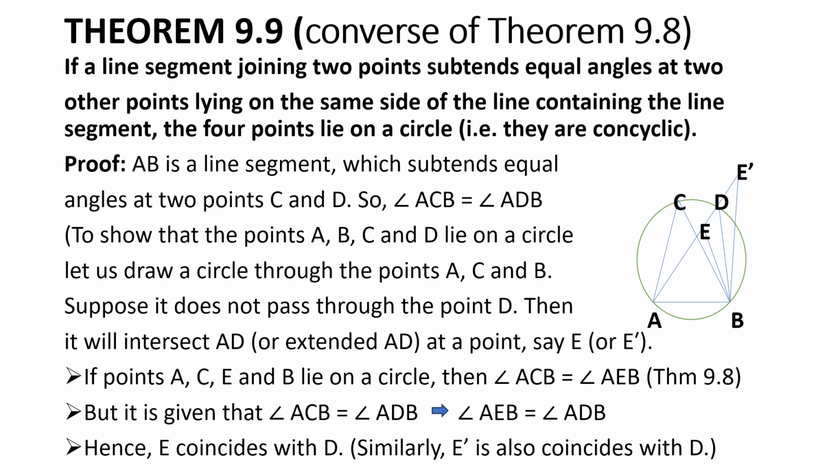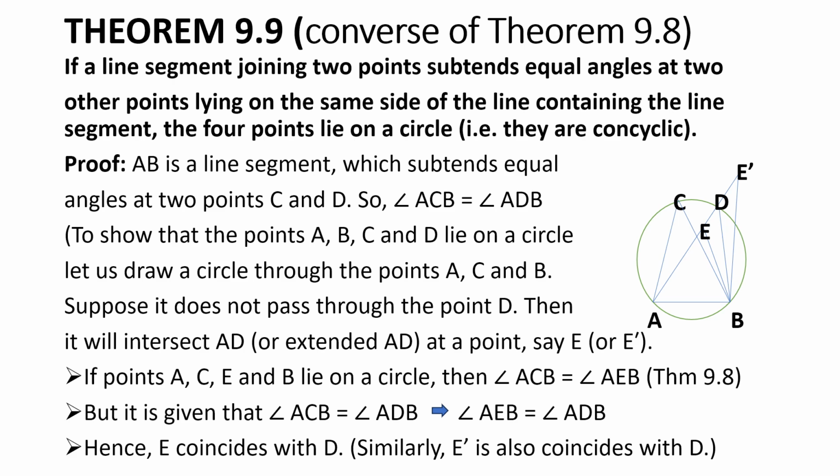Again, this result is used in examples. Now, we consider theorem 9.9. It is the converse of theorem 9.8. If a line segment joining two points subtends equal angles at two other points lying on the same side of the line containing the line segment, the 4 points lie on a circle. That means they are concyclic. The statement says that if a line segment joining 2 points subtends equal angles at two other points, that means suppose you have a line segment AB which subtends equal angles at 2 points C and D.